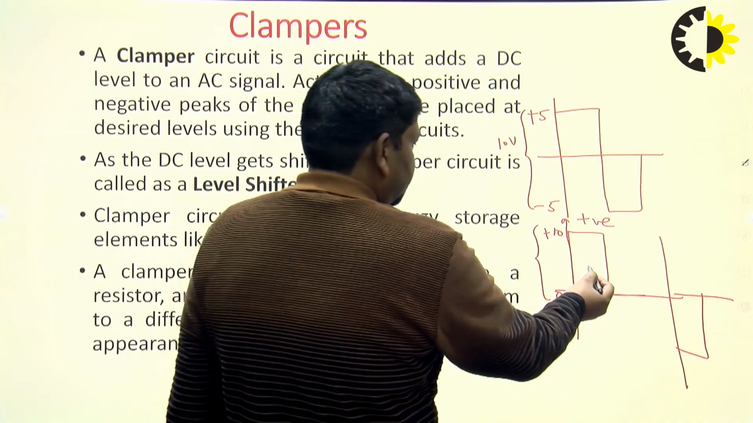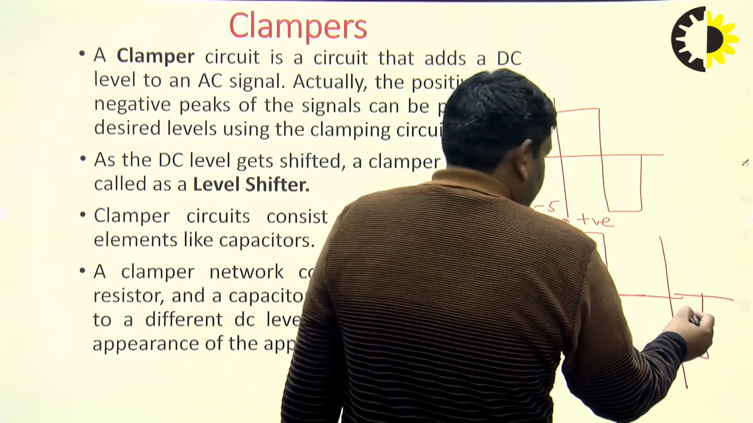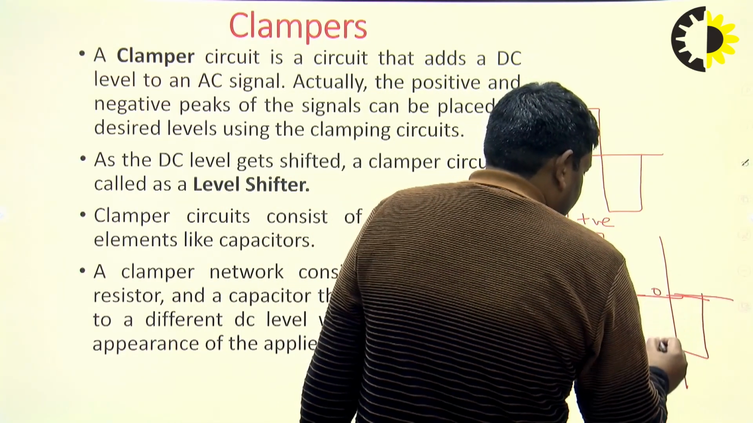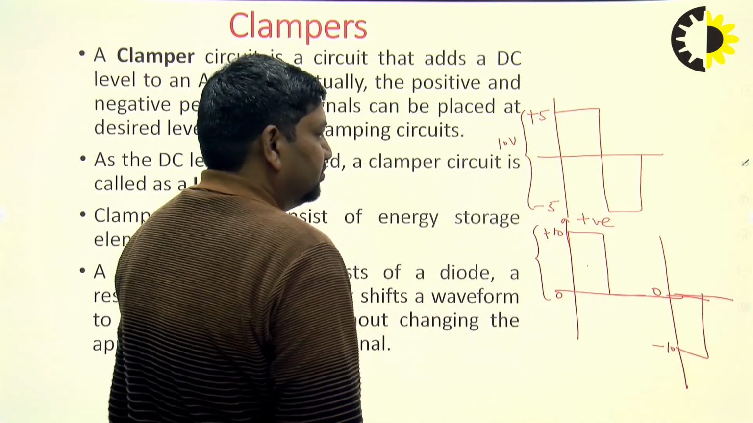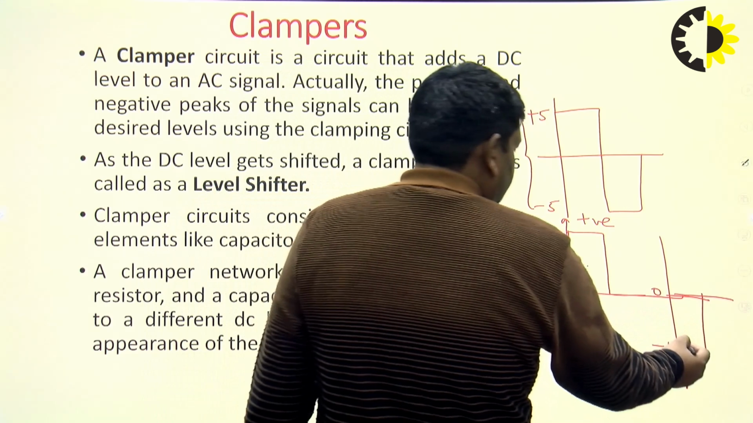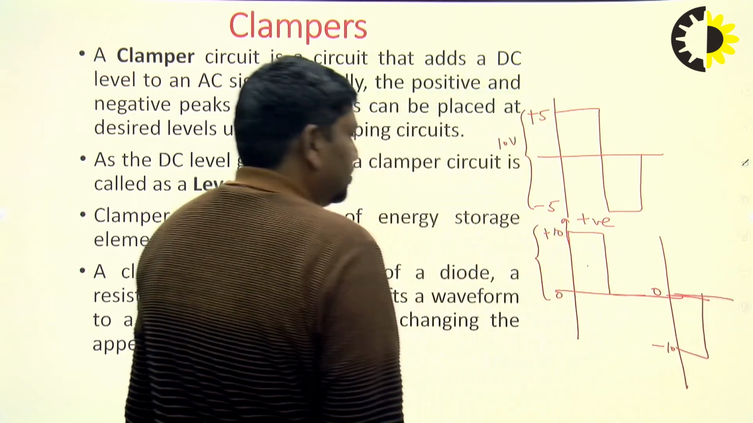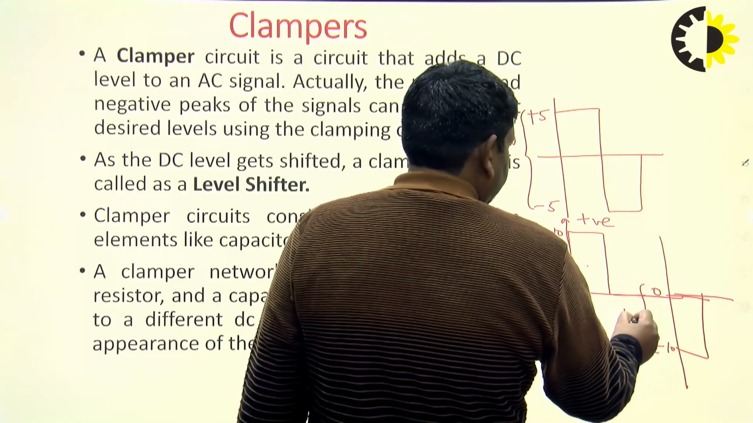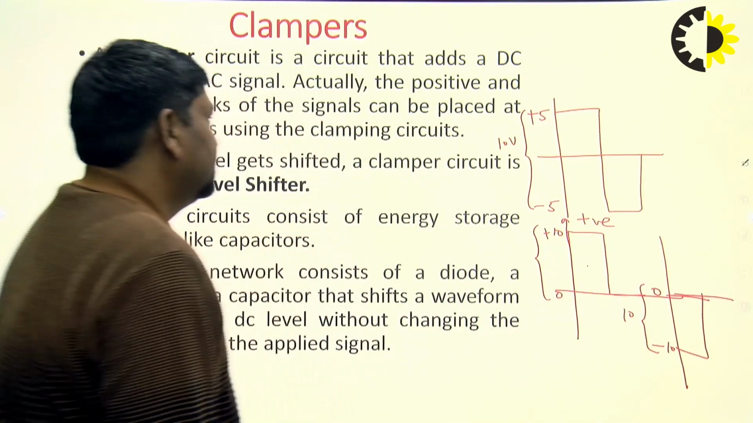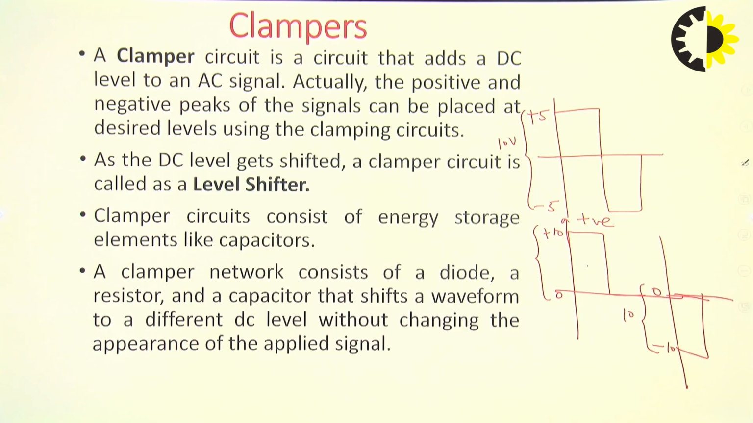This is a positive clamper circuit, and this is a negative clamper circuit, pulling up or pushing down the DC level. So your signal is to start from minus 10 to 0. The total voltage is the same here, also the same here, 10 volt. So this type of circuit is called a clamper circuit.